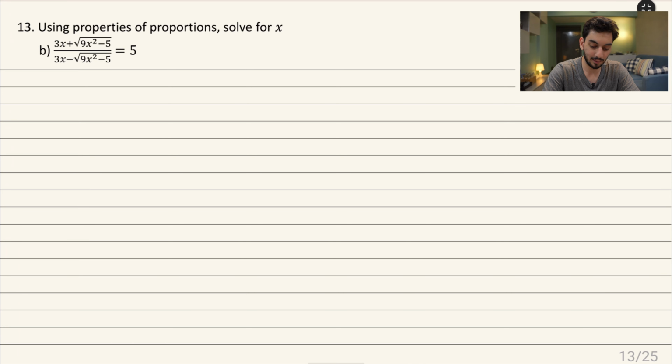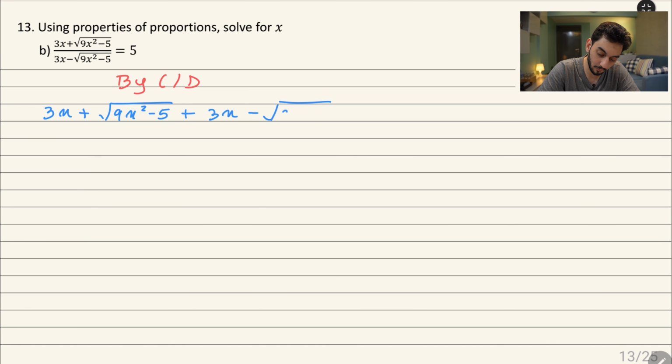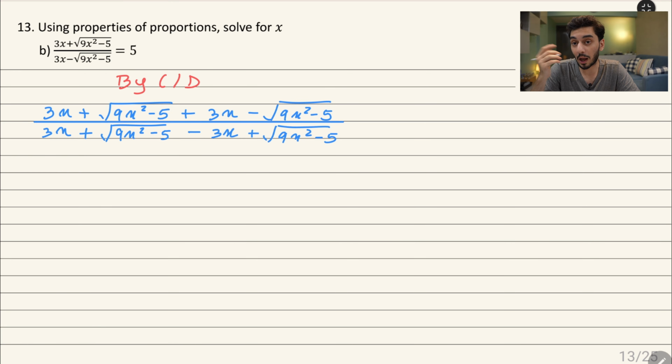This thing again says the same thing. Using properties of proportion, I need to solve for x. Same thing by componendo dividendo. So numerator plus the denominator: 3x plus root of 9x squared minus 5 plus 3x minus root of 9x squared minus 5, and the denominator would become numerator minus the denominator. So 3x plus root of 9x squared minus 5 minus 3x, and it becomes a plus root of 9x squared minus 5. Now what happens to the right hand side?